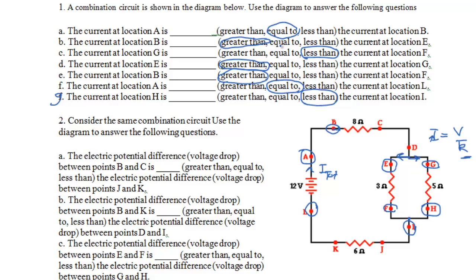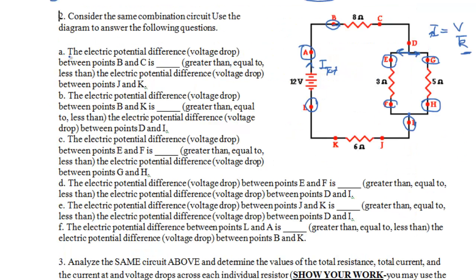Now let's look at question number 2, which actually has most of the mistakes. Question number 2 is about the voltage. Let's look at part A here. Okay, the voltage drop between B and C. How is it related to the voltage drop across J and K? Okay, B and C, J and K.